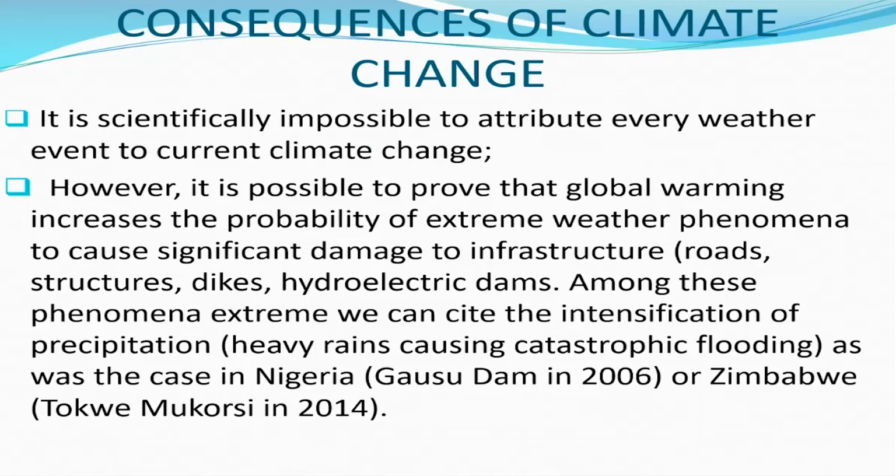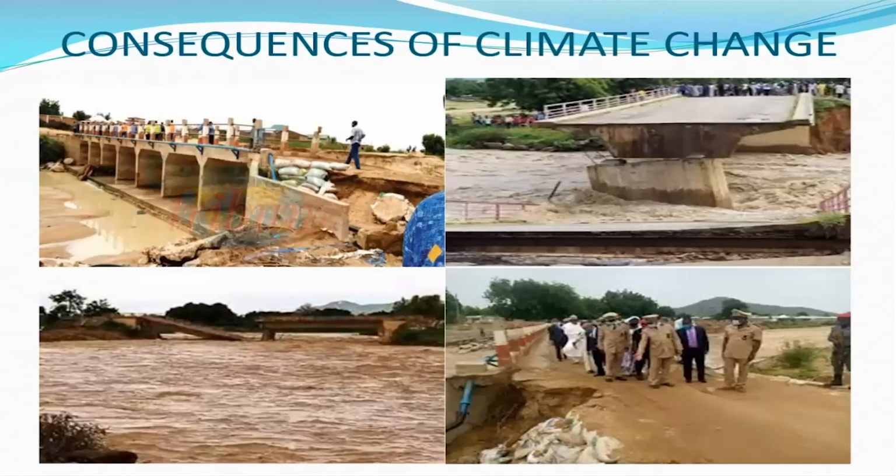etc. Among these extreme phenomena, we can cite the intensification of precipitation, which leads to heavy rains causing catastrophic flooding, as was the case in Nigeria, the Gusau Dam in 2006, or Zimbabwe, Tokwe Mukorsi in 2014. This pictorial view explains these consequences of climate change.